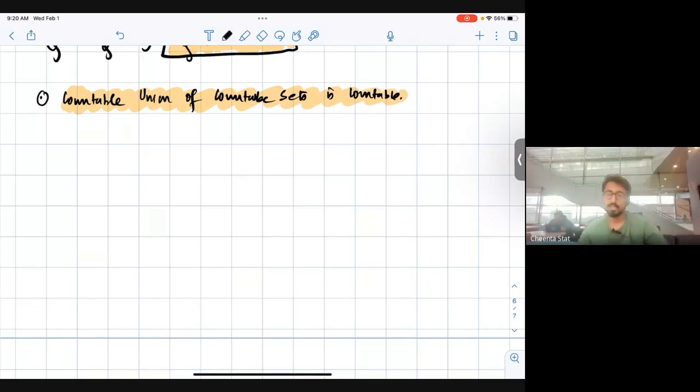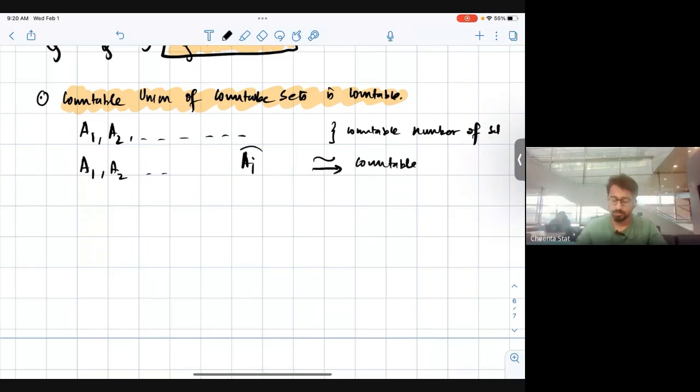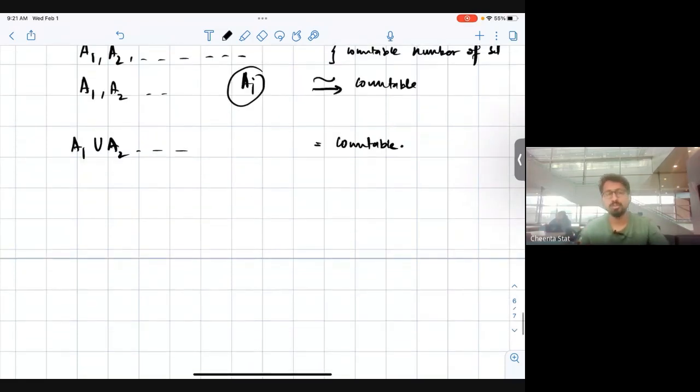That means if you have a countable set of sets A1, A2, and so on, you can count the number of sets, and each Ai is individually countable. So the number of sets is countable and each Ai is countable, right? Then this union, A1 union A2 and so on, is also countable.